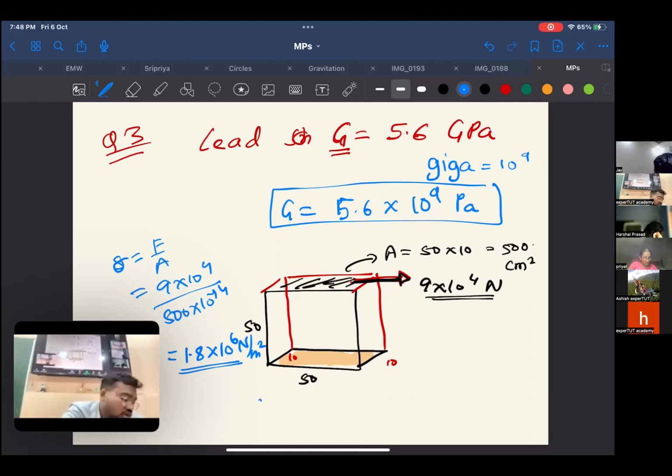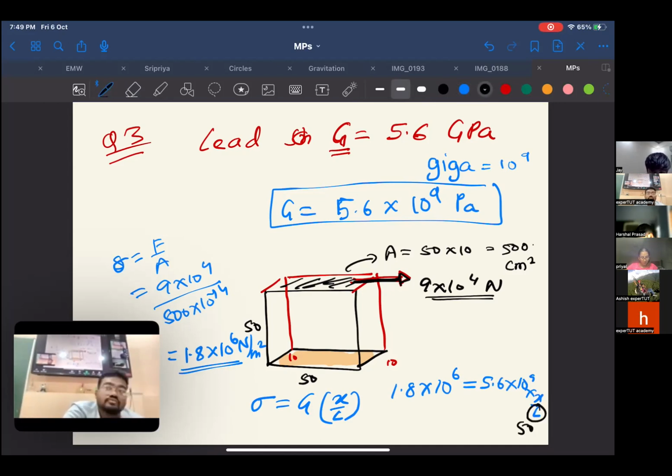Okay, and you have sigma is equal to G theta, right? Or you can also write G theta as G x by L. So here you will have to use x by L. Sigma's value is 1.8 into 10 power 6 is equal to G, 5.6 into 10 power 9, into x by L, and this L you will put as 50, to find x.